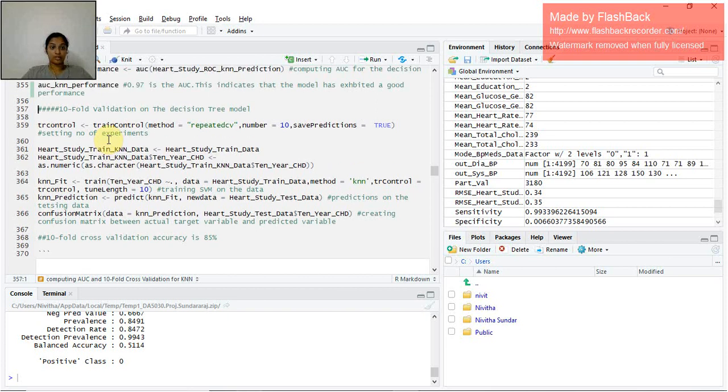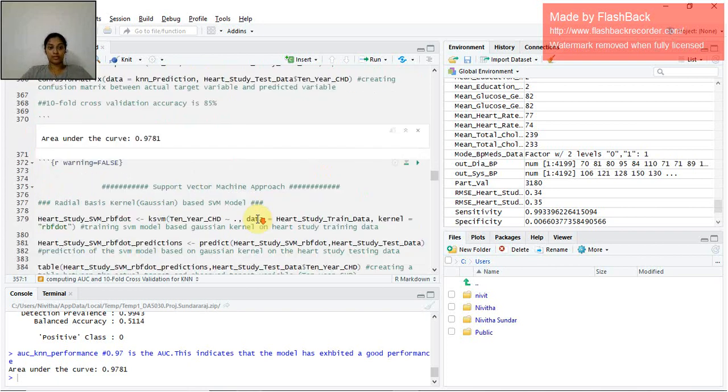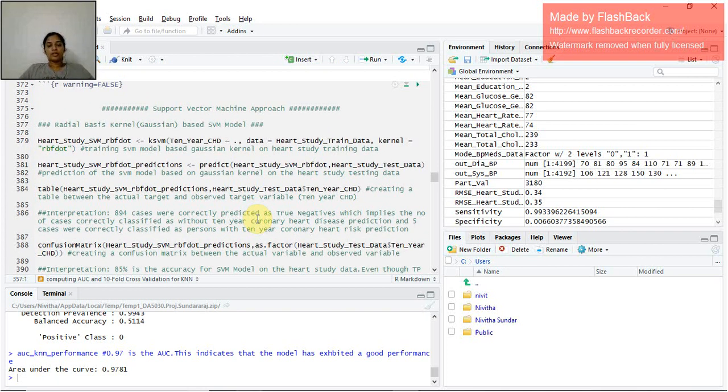And the AUC value was actually 97%, indicating that this could be one of the good classifiers. Moving on to the next approach, which is the support vector machine approach.